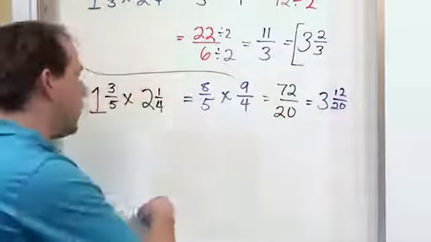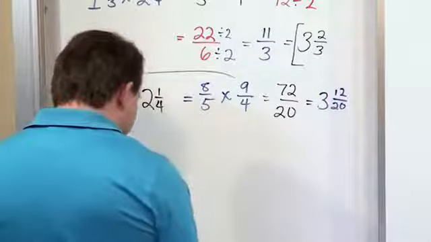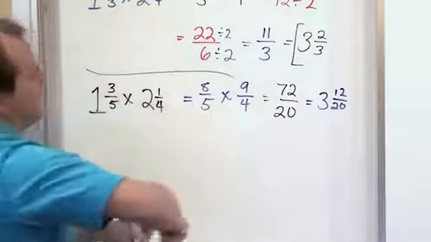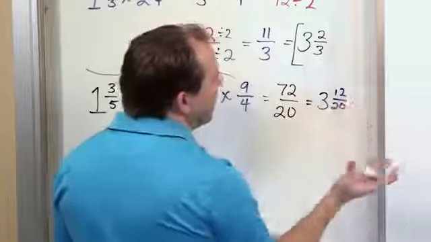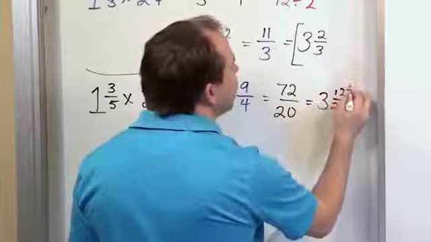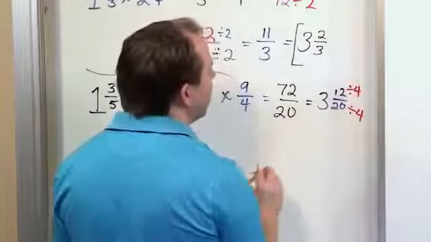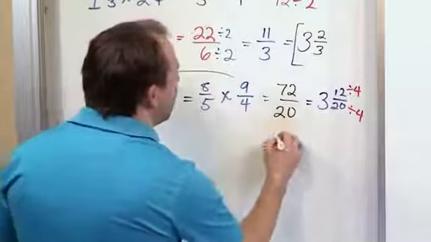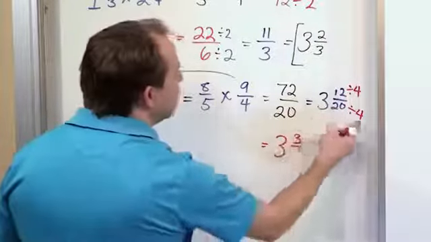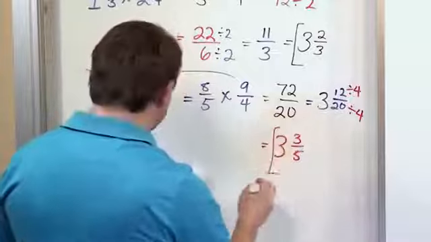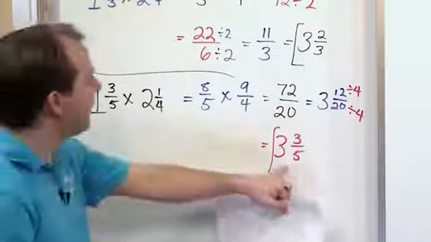But then you notice right away that this actually can be simplified, right? Because this is an even number, this is an even number. We could divide the top and bottom by 2, but I also know that I can divide the top and the bottom by 4. So when I do that, I will have 3, that stays the same. 12 divided by 4 is 3. 20 divided by 4 is 5. So you get 3 and 3/5, and that's the final answer.